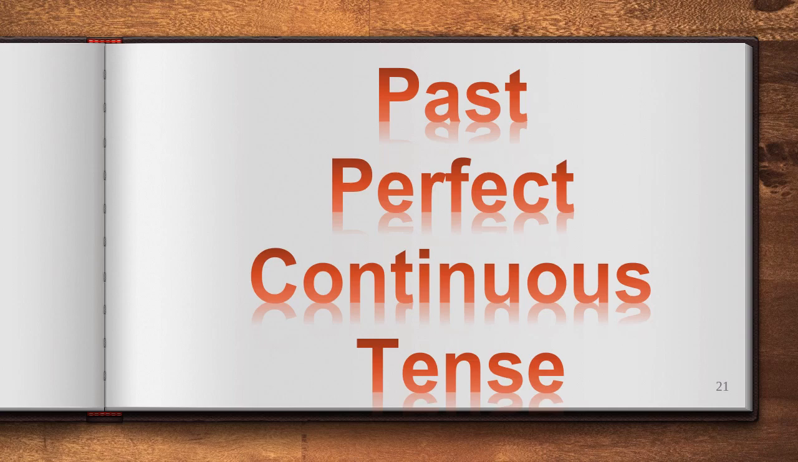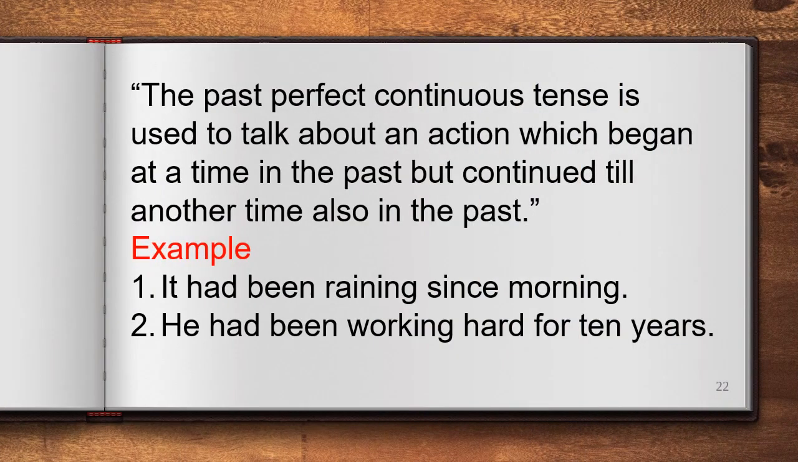The next one is past perfect continuous tense. The past perfect continuous tense is used to talk about an action which began at a time in the past but continued till another time also in the past. For example, it had been raining since morning. He had been working hard for 10 years.